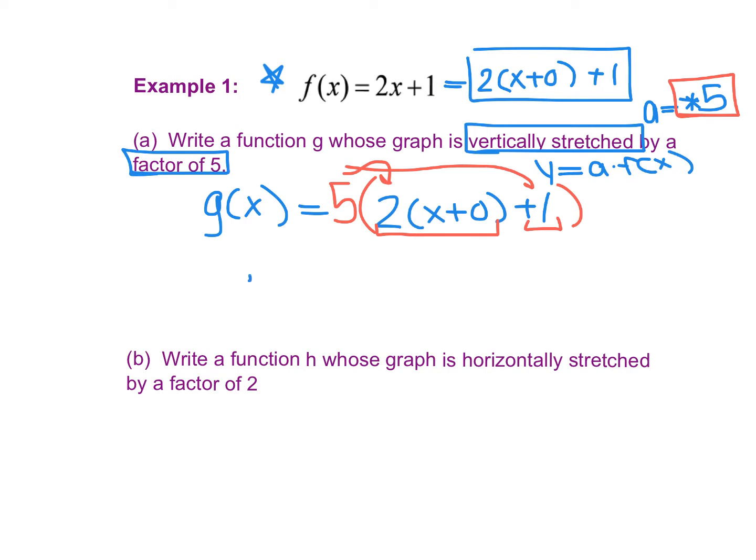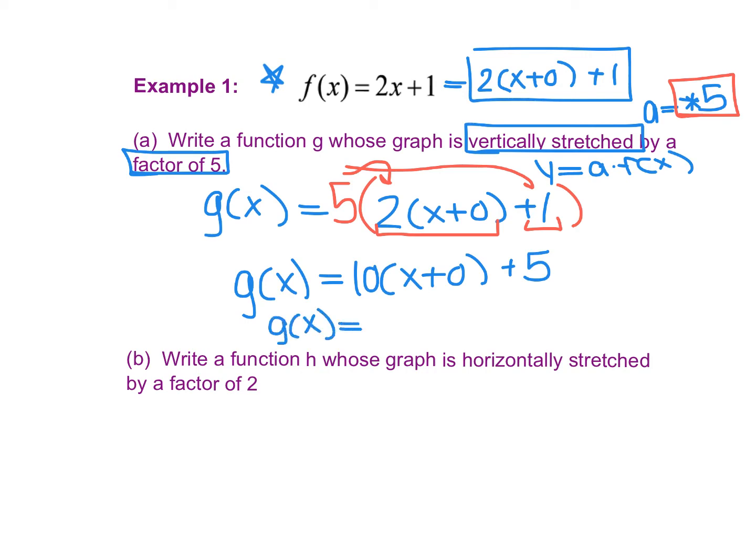So as a result, here we find g of x is equal to 5 times 2 is 10 x plus 0 stays, and then we have 5 times 1, which is 5. So the biggest thing to notice here is that the coefficient in front of the parenthesis, or in front of the x, was multiplied by 5, as was our k value out back. So both items were multiplied by that vertical stretch value of 5.